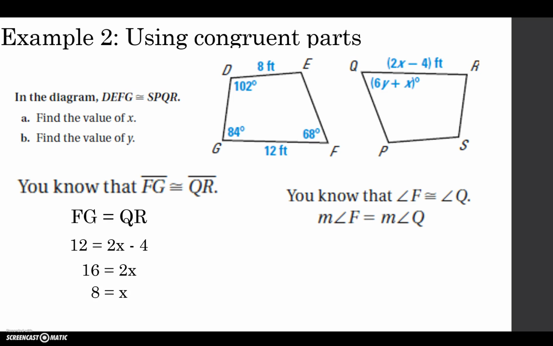So once again, I'm going to take the 68 degrees, because that's the measure of F, and I'm going to set that equal to 6y plus x. Well, since this is the same problem, we already know what x is equal to, so I can substitute that in for 8. From there, once again, it's just algebra, so I'm going to move the 8 and divide by 6, and I get my y value equal to 10.